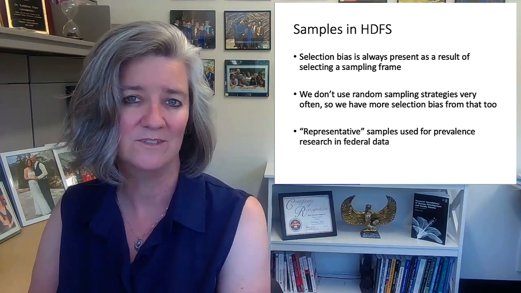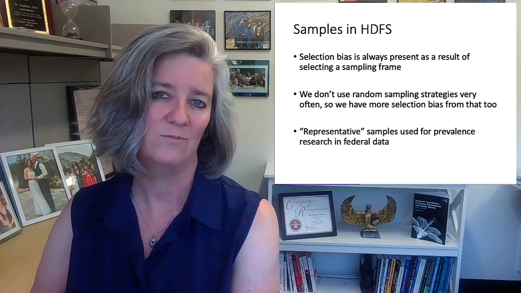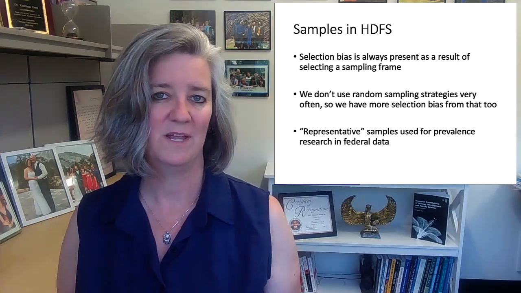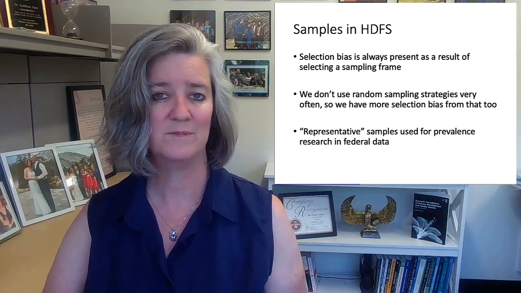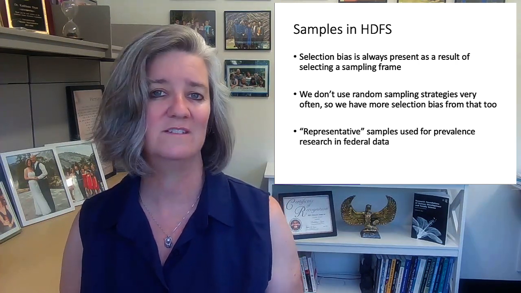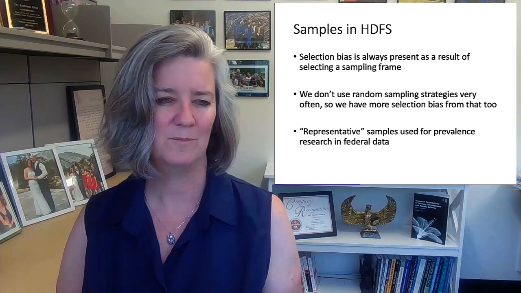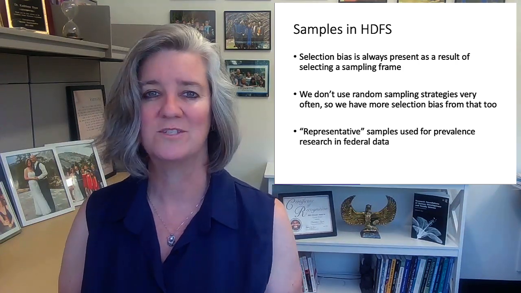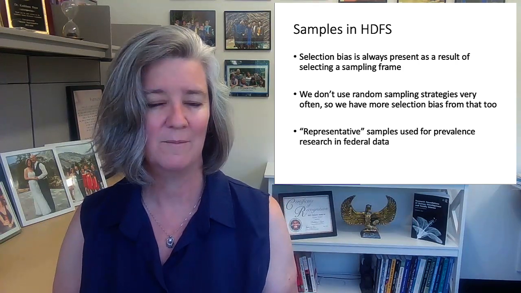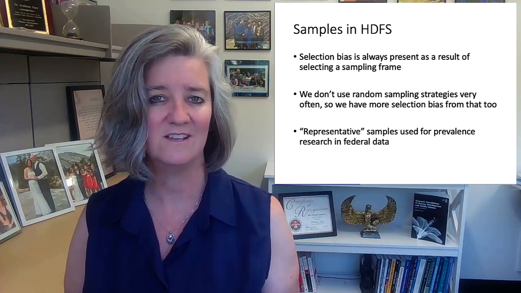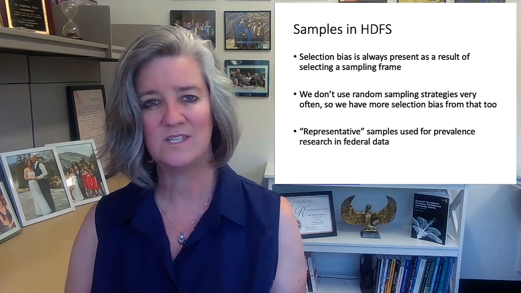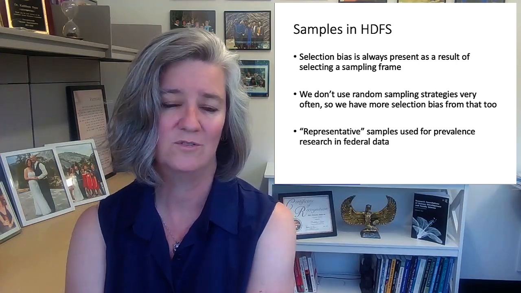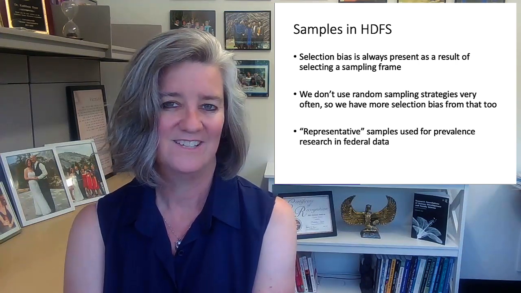We might go to federal data that uses representative samples, and those are data sets that have been constructed by simple random sampling or stratified random sampling of the entire country. So when you see that term, it's a representative sample, especially if it says a nationally representative sample, then you know what they're talking about. They have selected the entire country as the sampling frame, and they have used a random sampling strategy, and so they have greatly reduced selection bias.